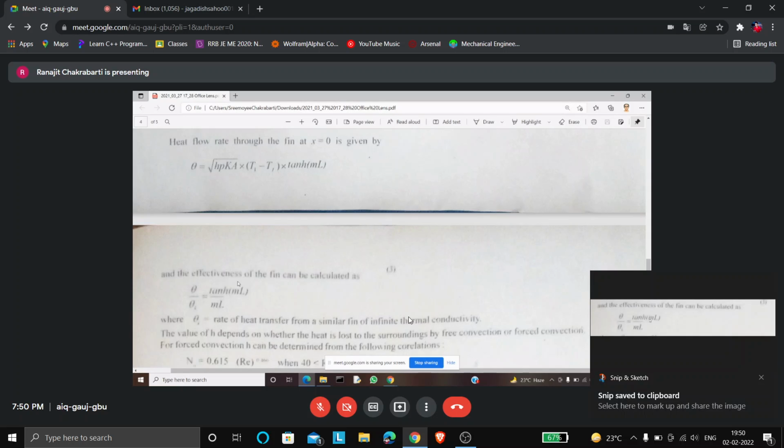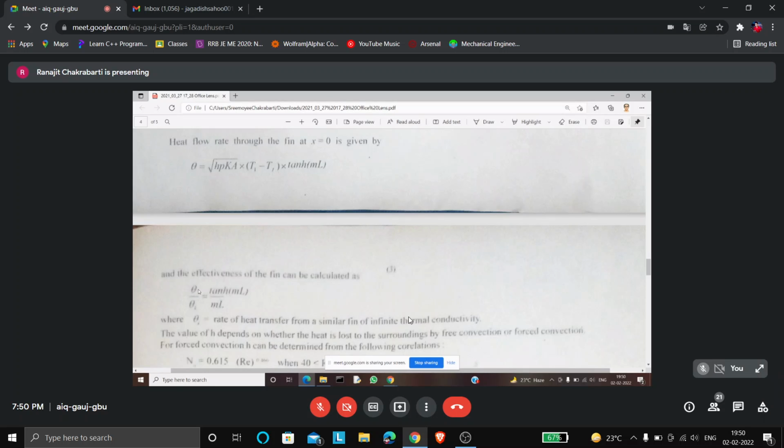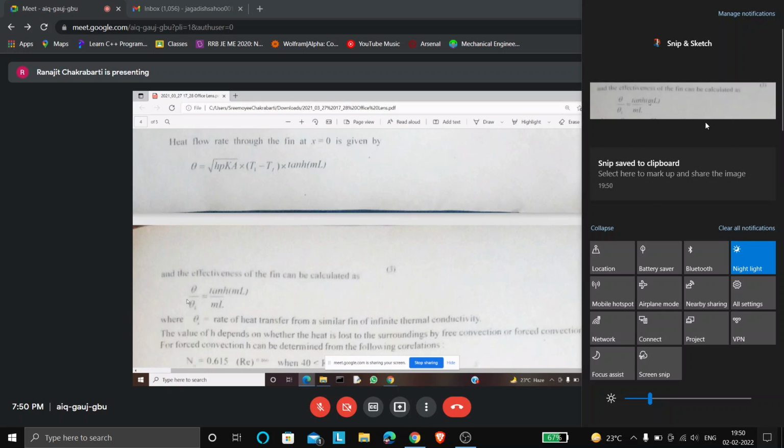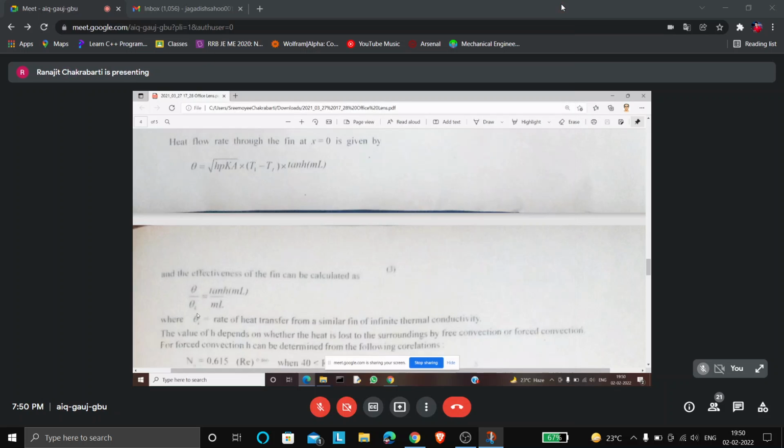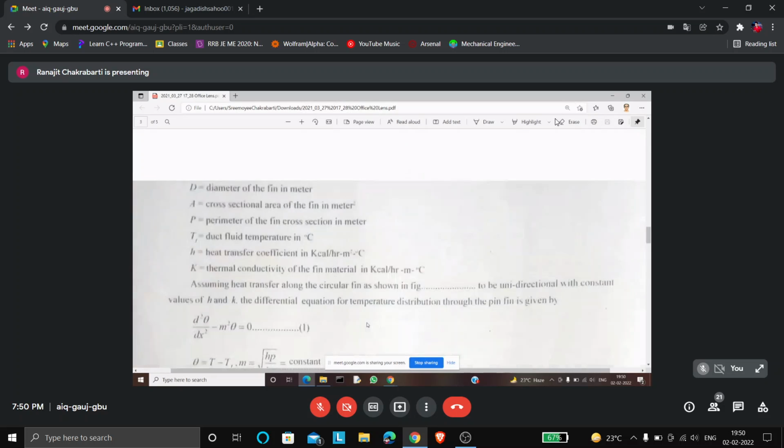And fin effectiveness is the ratio between the heat transfer rate with fin and the heat transfer rate without the fin. Efficiency is the heat transfer rate with fin divided by the maximum heat transfer rate from the fin, where this is Q max, the rate of heat transfer from a similar fin of infinite thermal conductivity. If we consider that the fin thermal conductivity is infinite, then the fin base temperature and the fin surface temperature are the same. Just look at the fin again.